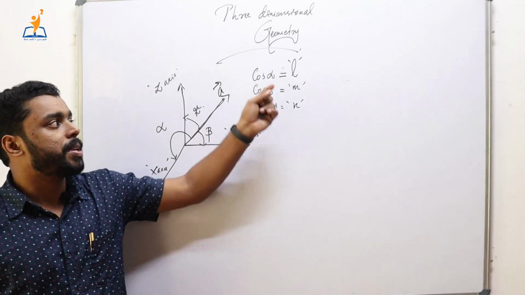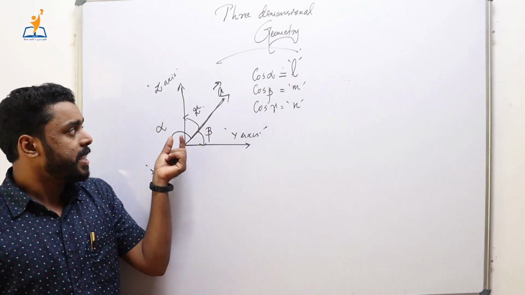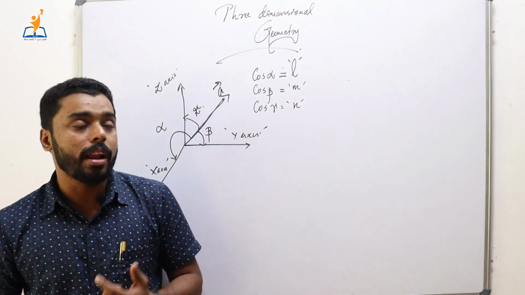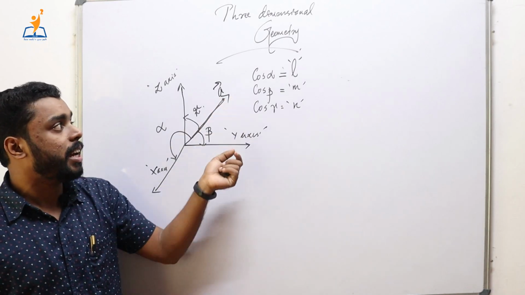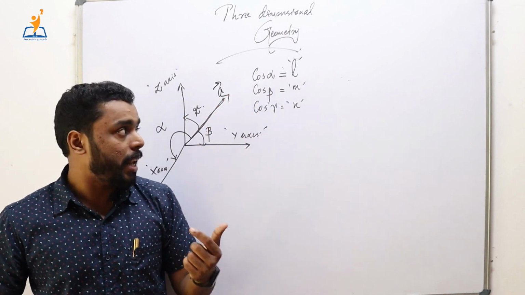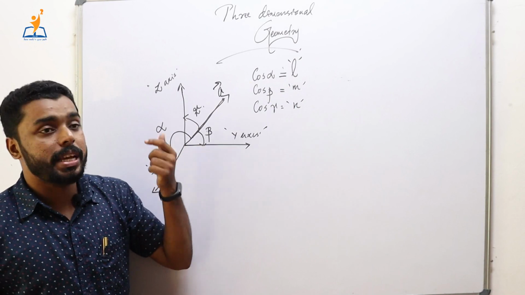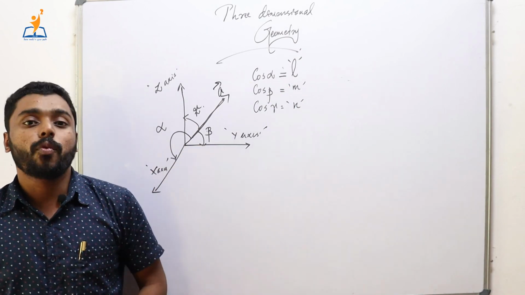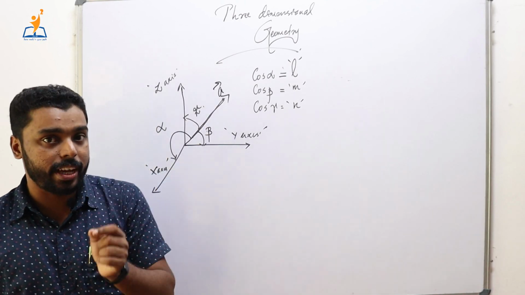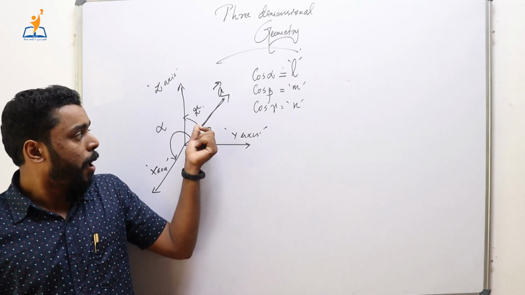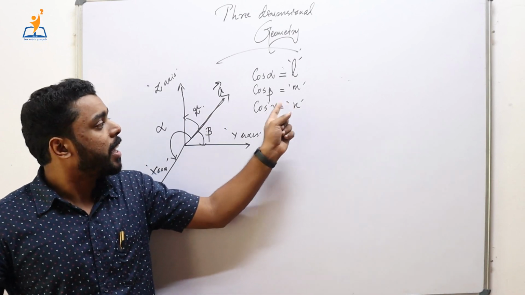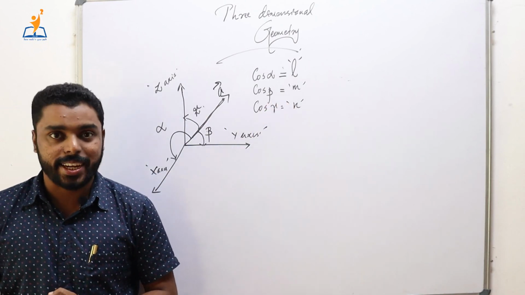So throughout this chapter, the letter L means the direction cosine cos alpha, where alpha is the angle made by the vector with respect to the x-axis. M is nothing but cos beta, where beta is the angle made by the vector with respect to the y-axis, and N is the direction cosine cos gamma, where gamma is the angle made by the vector with respect to the z-axis. So L, M and N are the direction cosines, right?